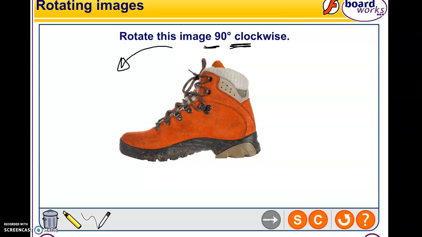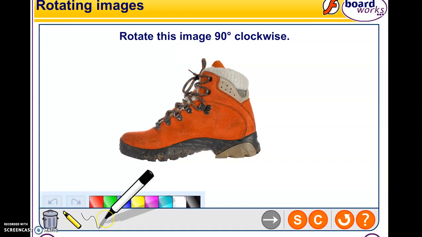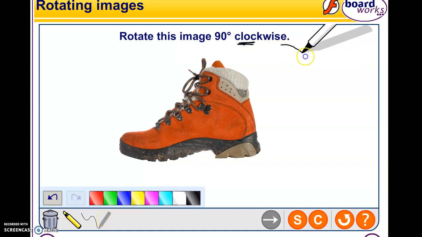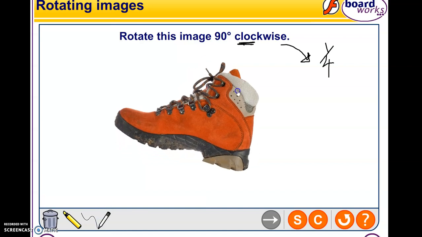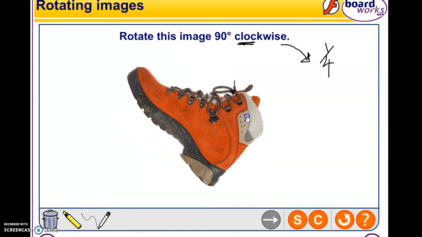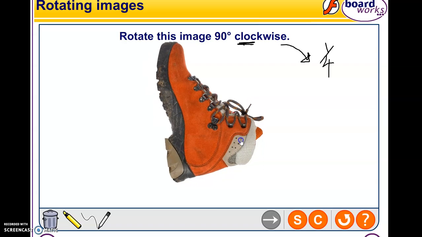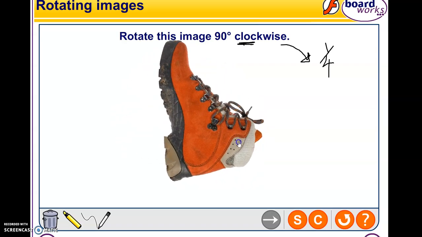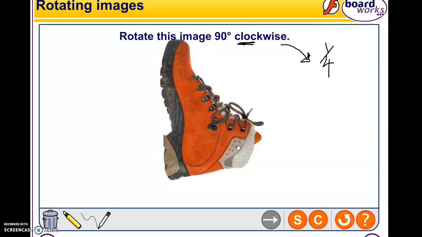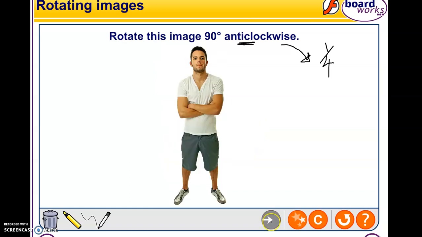Let's see this image. How can I rotate it 90 degrees clockwise? We understand clockwise is the right hand side and 90 degrees is only a quarter turn. I will rotate it to the right hand side, a quarter turn only. So it was like this, it will rotate like this, it will be like this. This is a 90 degree quarter turn.